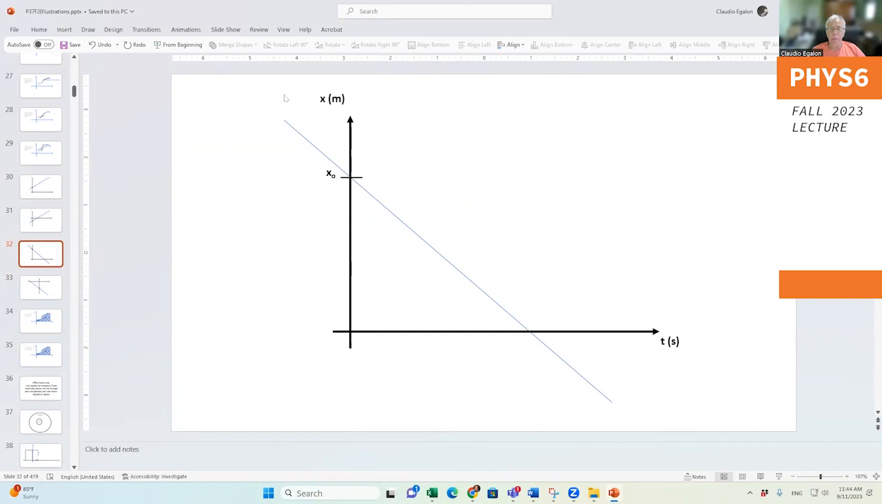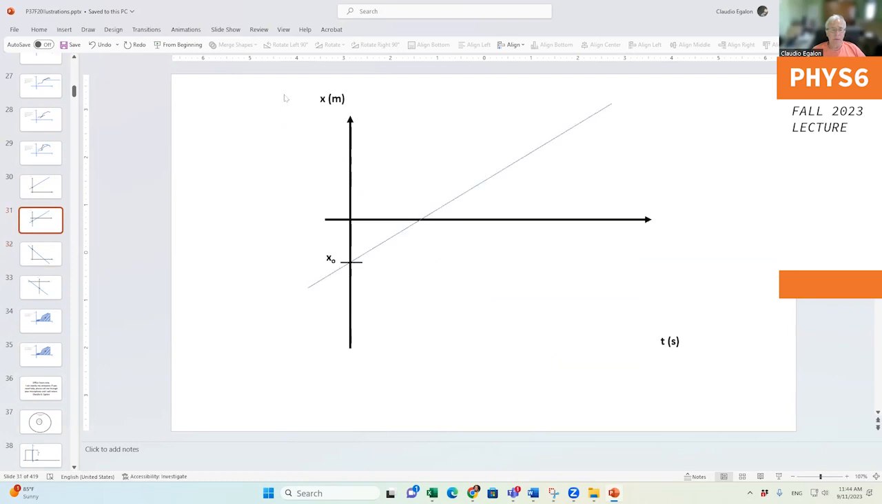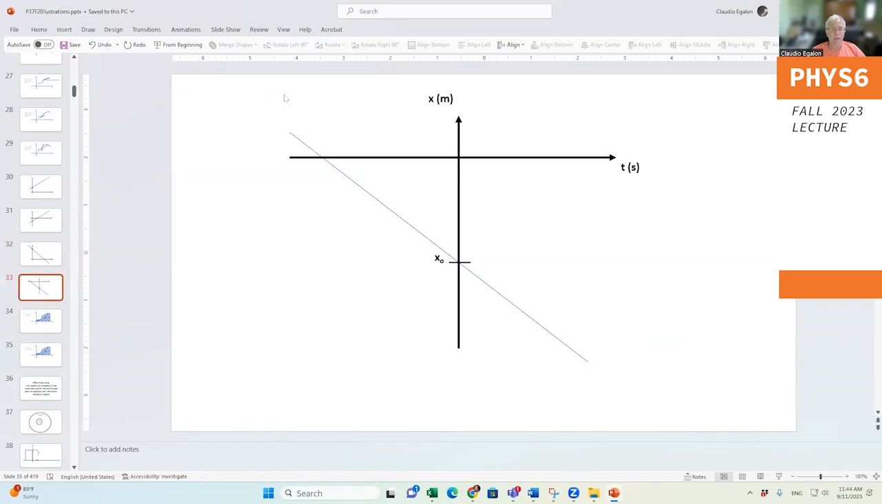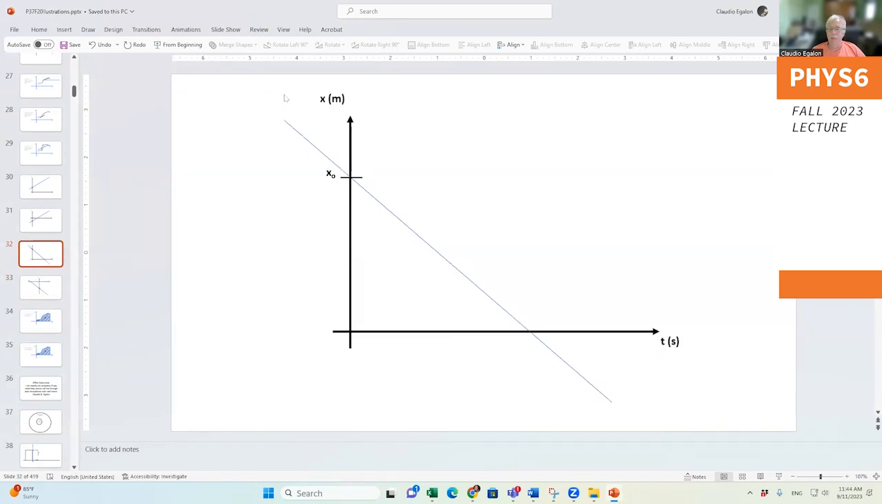Negative velocity, positive initial position, right? X naught. Positive velocity, negative initial position. Positive velocity, positive initial position. Four different types of graph that you're going to see for this type of motion. Okay.